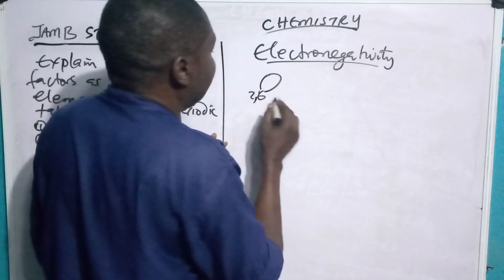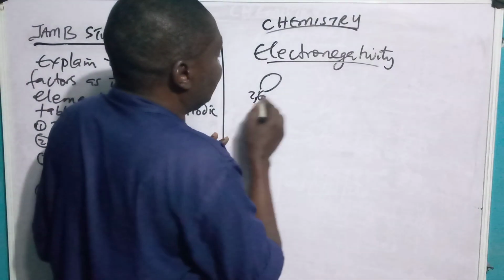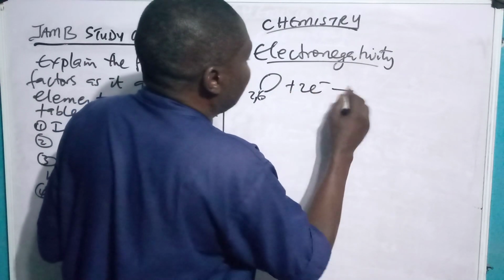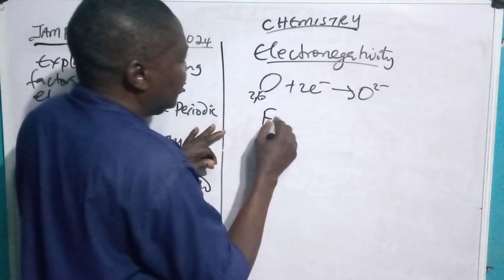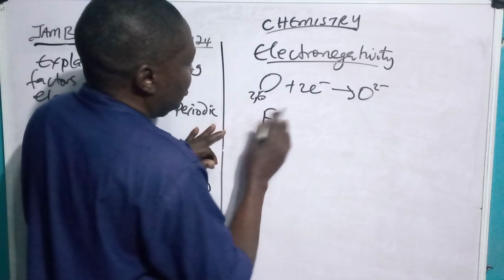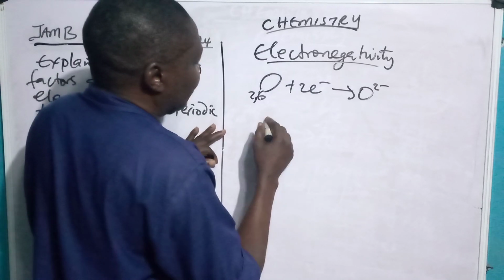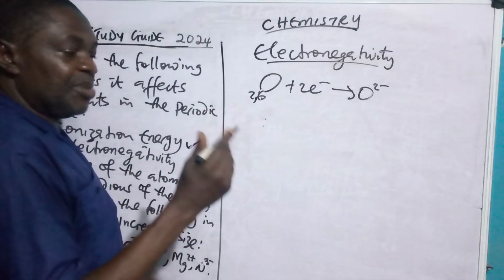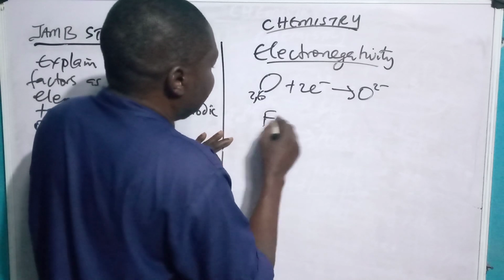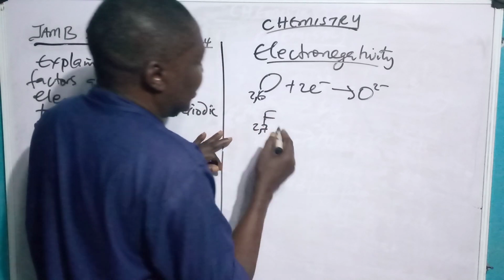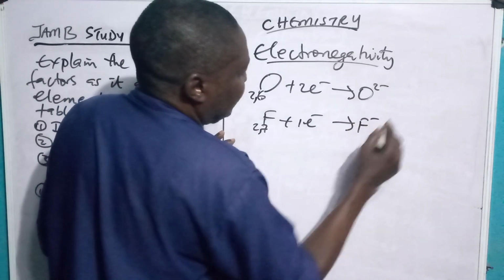2, 6, because it's number 8. It will need to take in 2 electrons. You see it? It needs to add 2 electrons to itself to give you O2 minus. Then let's consider fluorine. Hydrogen, helium, lithium, beryllium, boron, carbon, nitrogen, oxygen, fluorine. Fluorine is 2, 7, which is 9, plus 1 electron, you have F minus.